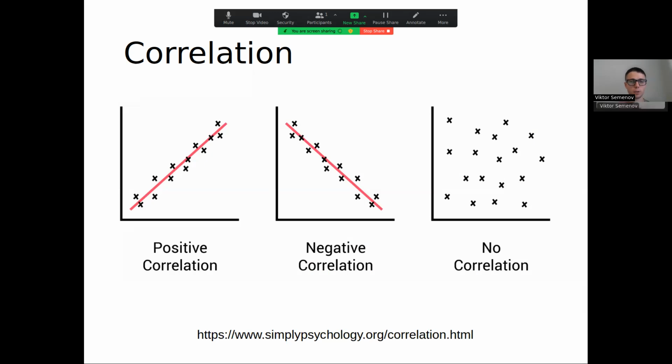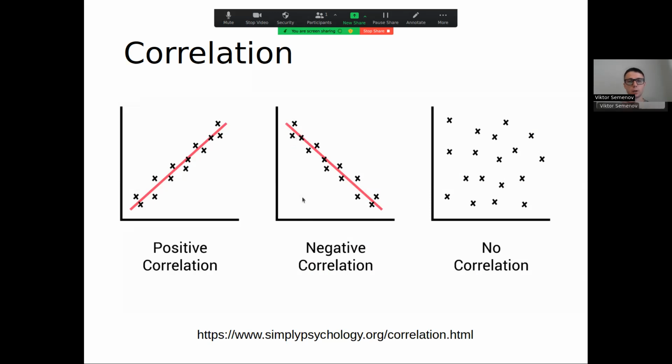Yes, so imagine that we plot body weight on the x-axis and body height on the y-axis, and generally we expect that with the increase of body height, body weight will also increase. Yes, so it will be a positive correlation. If we imagine a different kind of correlation, with the increase of one parameter, another one will decrease. So this will be a negative correlation.